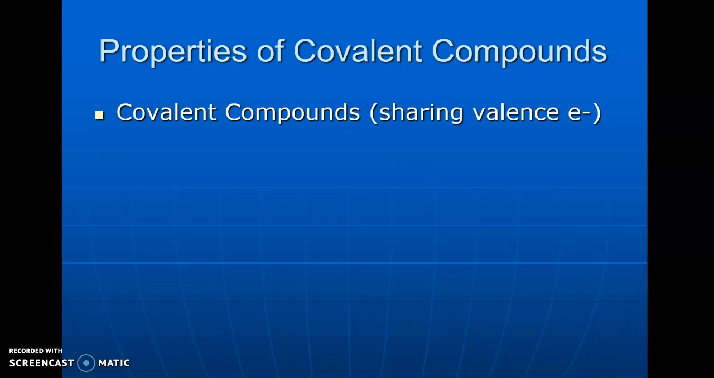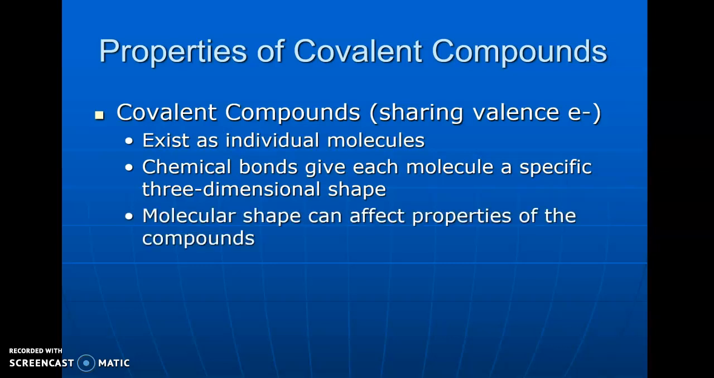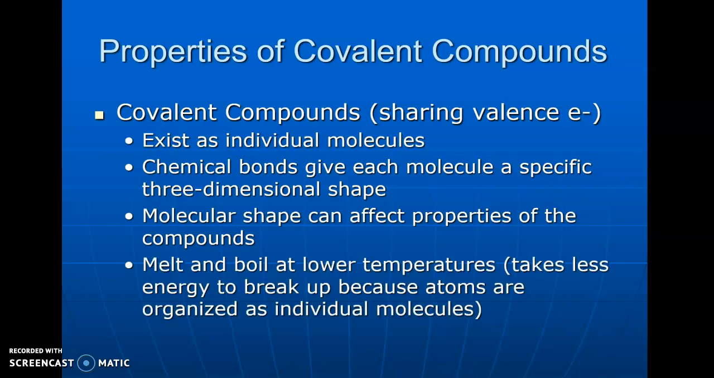When covalent bonds form, the new compound that has formed then becomes called a covalent compound. What's interesting about these guys is that each of these little groups is able to exist as individual molecules. The way that they bond together, as you began to see in some of those diagrams, gives those molecules a specific shape. And these things that have a specific three-dimensional shape then also have certain properties because of those shapes.